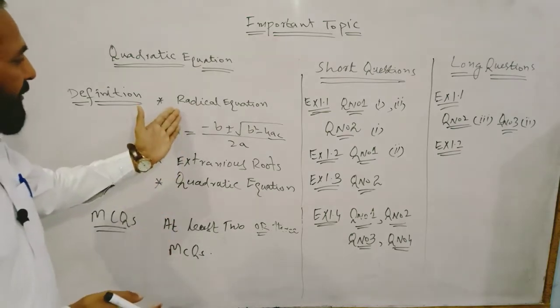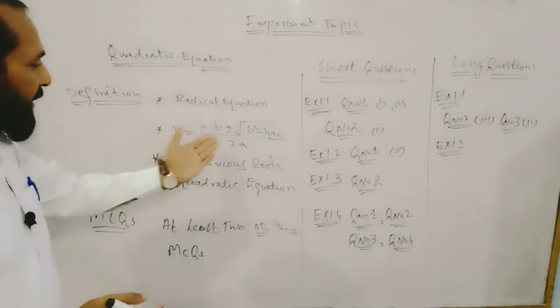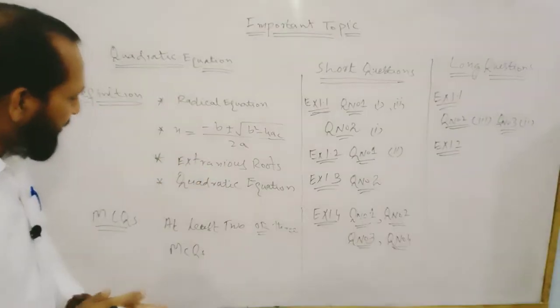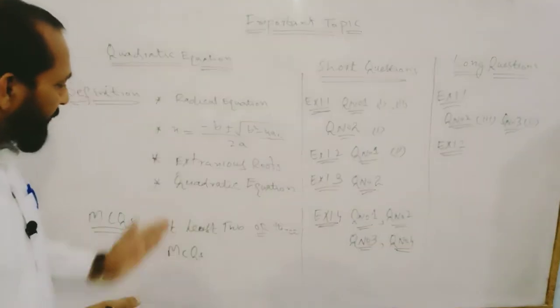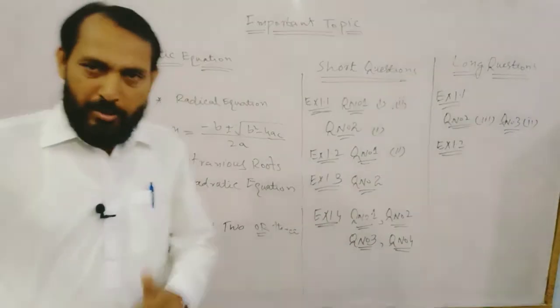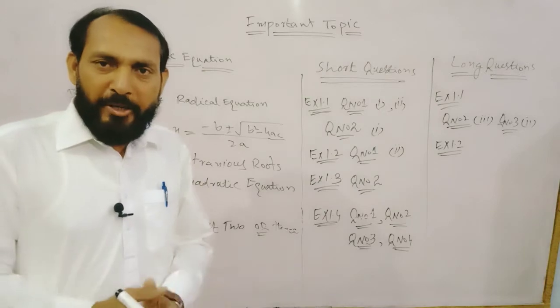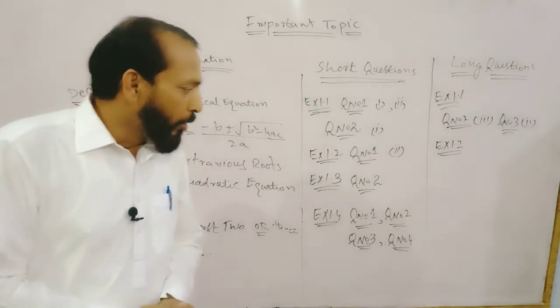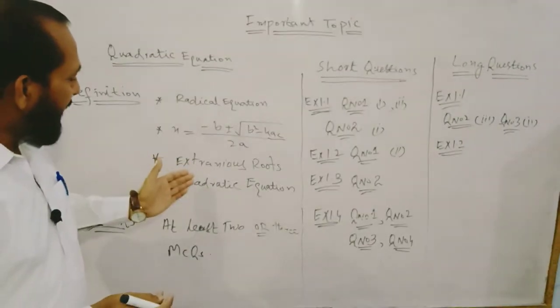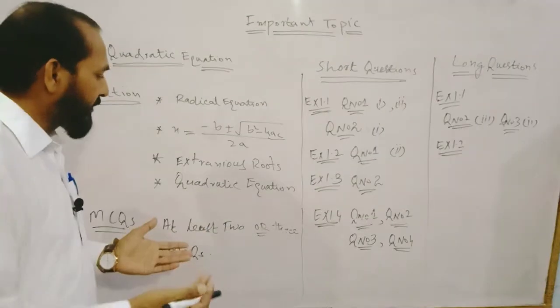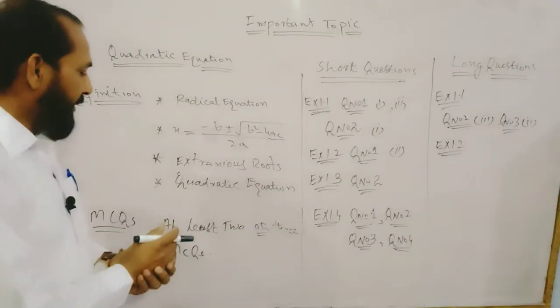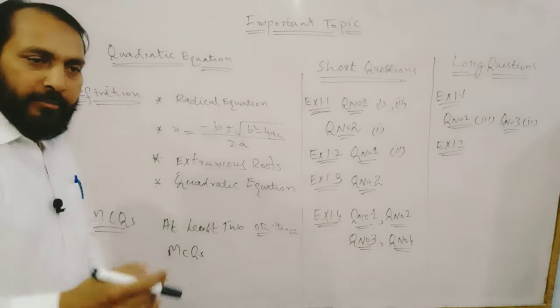First definition is the radical equation. Second is the formula of the quadratic equation. Third is the extraneous root. Fourth is the quadratic equation. Okay, these are the very important definitions today. Now these were discussed in the last lecture we delivered 3 days ago.